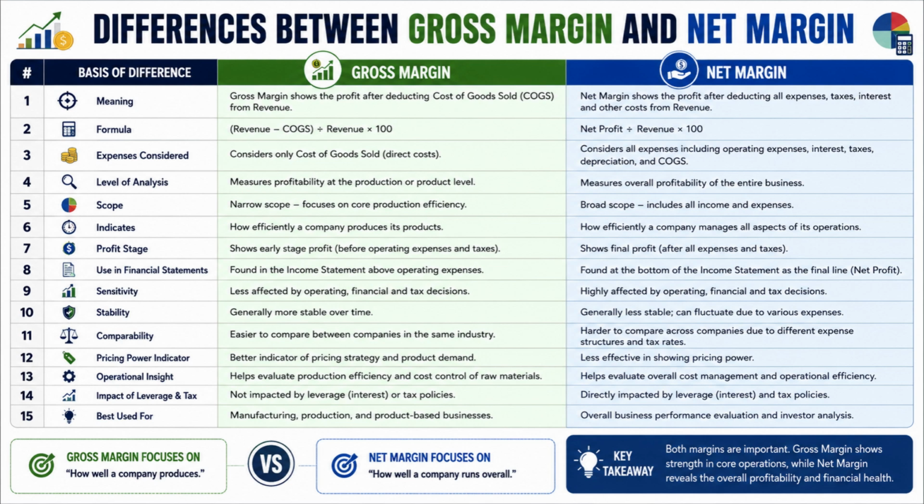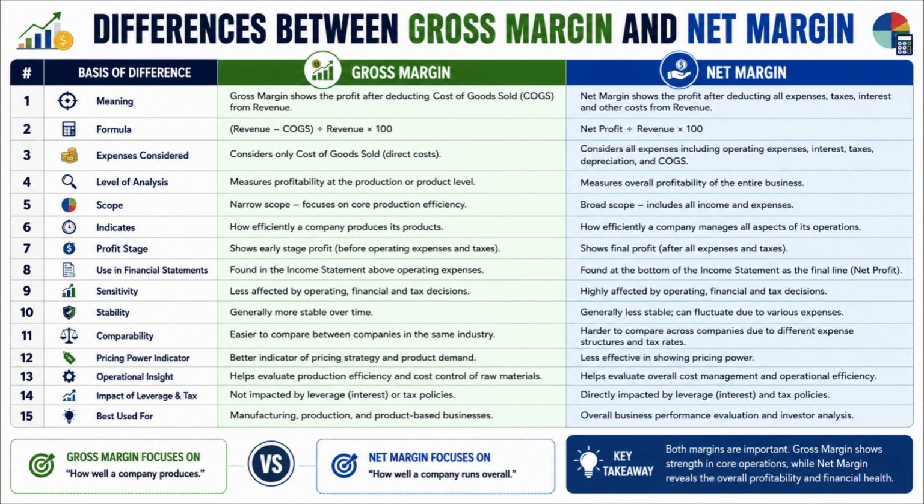In this video, we will discuss the differences between gross margin and net margin. Both are important profitability ratios used to evaluate a company's financial performance, but they measure profitability from different perspectives. Gross margin focuses on the profitability of products and services after deducting direct production costs, whereas net margin measures the overall profitability of the entire business after all expenses have been deducted.